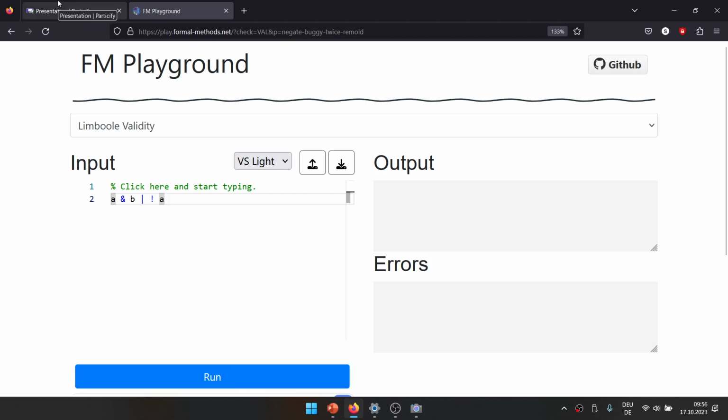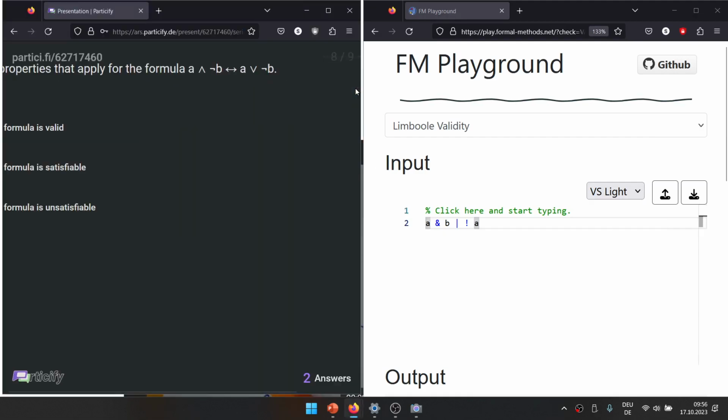And back to the... can I put it side by side? Let me check if that works. Doesn't like that? Yeah. So we already have some answers. How did you do it? Did you put it in Limboole, or did you just look at it and the answer came?